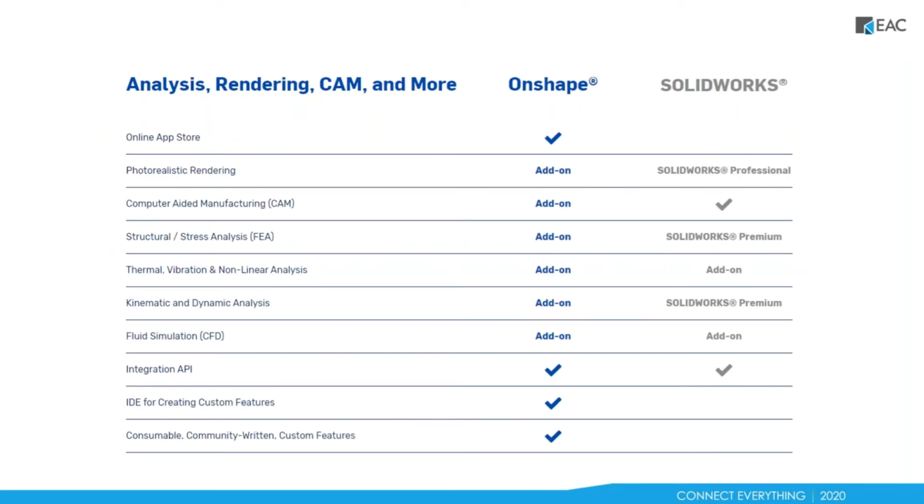Analysis, rendering, CAM, and more. In this, there's an online app store. I remember when SOLIDWORKS first started out, they were heavily dependent on apps as well, right? They kind of focused on making parts, assemblies, and drawings. Then eventually, as time progressed, they added more and more applications. So where Onshape is right now, if we needed extra capabilities, there are other companies that you can get as an add-on. So that's where you go to the App Store to get that.